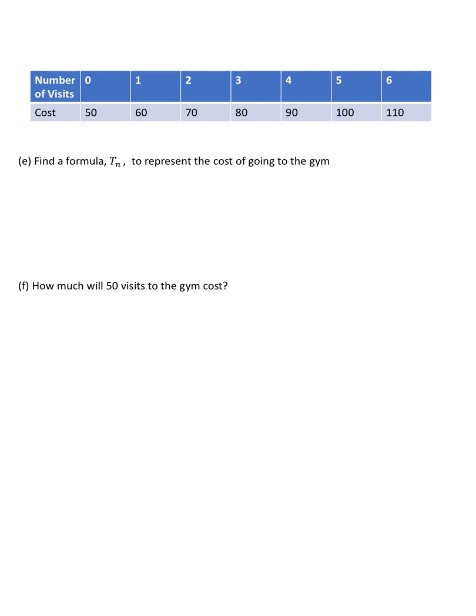Okay, part E then, we need to find a formula Tn to represent the cost of going to the gym. So this is finding the general term of a linear sequence, which you know how to do, except for this one, we won't start at 0, we're going to start at 1. I can see it's going up in tens, so Tn straight away is going to equal 10n. And then to go from our difference, which is 10, to the first term, which is 60, that is plus 50. So our general term is going to equal 10n plus 50.